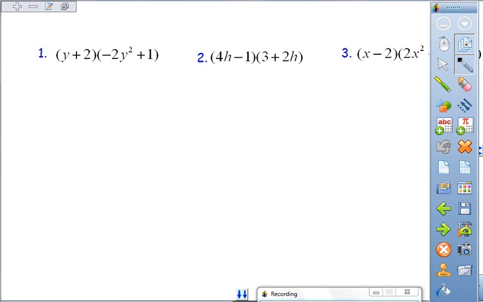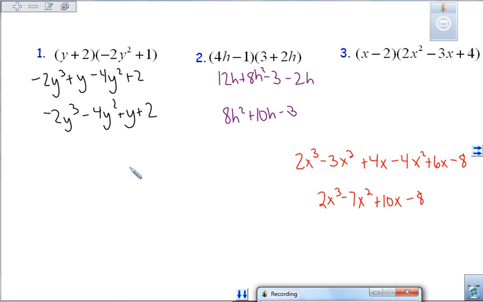Why don't you try the 3 problems on this slide? Here are the solutions. Number 1, negative 2y cubed minus 4y squared plus y plus 2. Number 2, 8h squared plus 10h minus 3. Number 3, 2x cubed minus 7x squared plus 10x minus 8. This concludes the 8.3 algebra note.